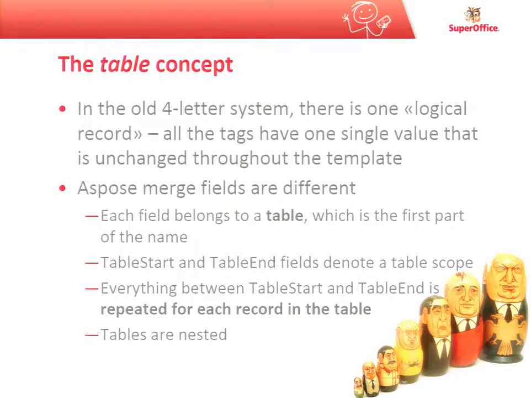Each of our, I suppose, merge tags, merge fields, logically belongs to a table, and that's simply the first part of the name, no magic there. And there are special merge fields called table start, table end, which tell the engine that this is where you start iterating, and this is the bottom. And everything between then gets repeated for every record in that table.